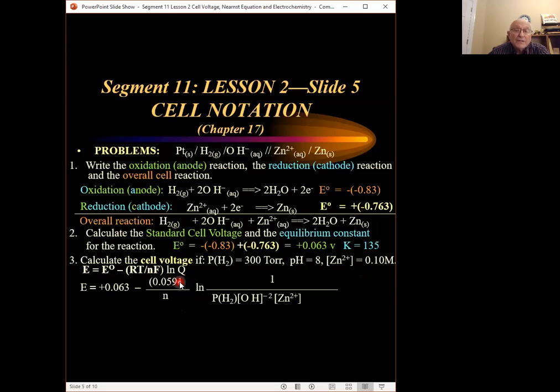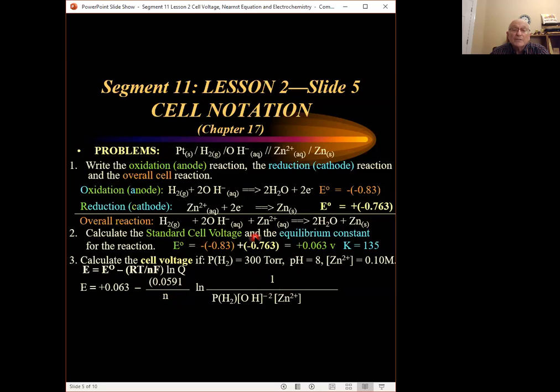Now, RT over NF at 25 degrees. R was 8.314, the temperature is 298 Kelvin, the Faraday constant is 96,500. You plug all those numbers in, you get 0.0591, and then n is going to be 2 electrons transferred. And then if I'm looking at my overall reaction up here, there's nothing on the right whose concentration can change, so the product is a 1.